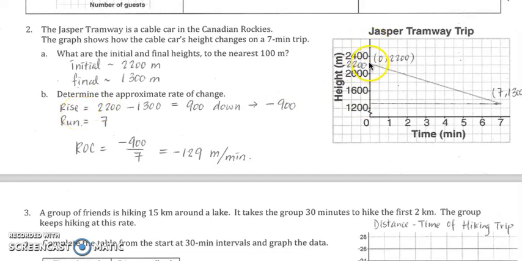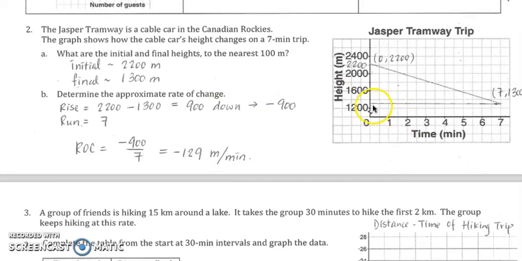So we start from, let's say, the beginning, 2,200 meters. We went down to 1,300 meters. So this is 900 units down. Remember, down means negative 900 rise.